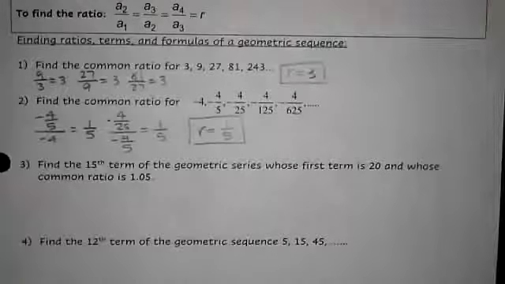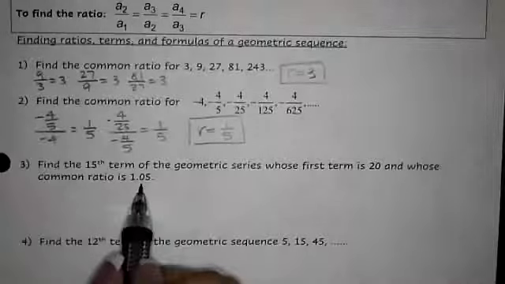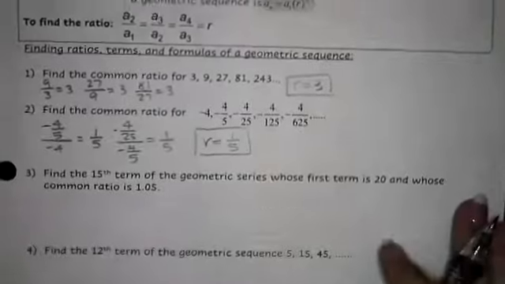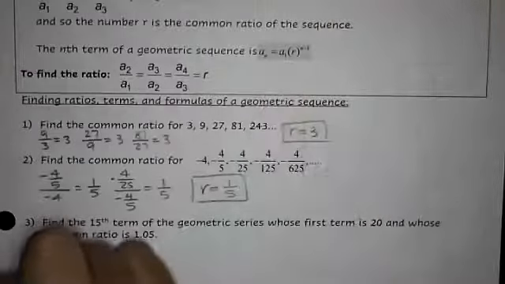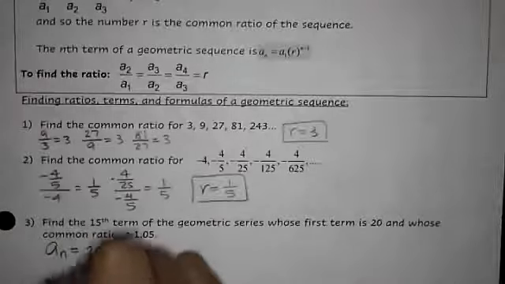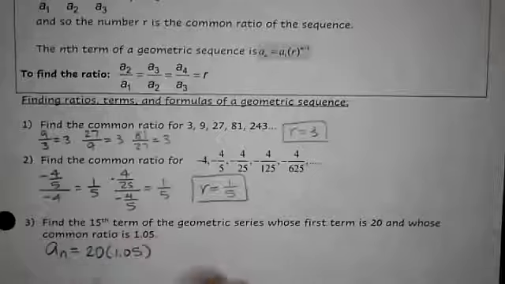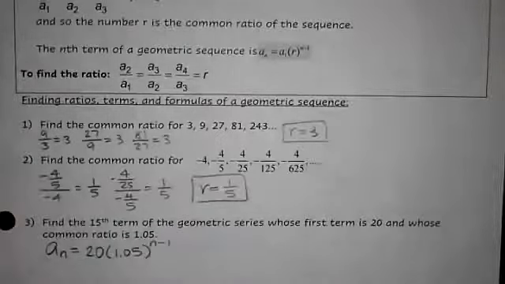Number 3 says find the 15th term of the geometric series whose first term is 20 and whose common ratio is 1.05. This is where we're going to use that formula to write the equation here. So we get a_n is equal to our first term, which is 20, our ratio is 1.05, and then n minus 1. There's our formula. You can then use that formula to find any term.